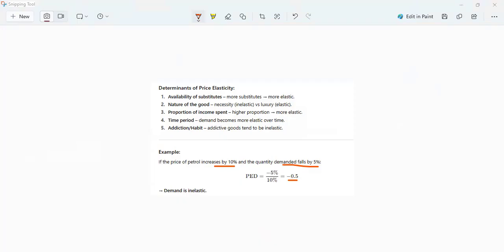So there's also another type of elasticity which we call cross-price elasticity. Very important kind of elasticity.